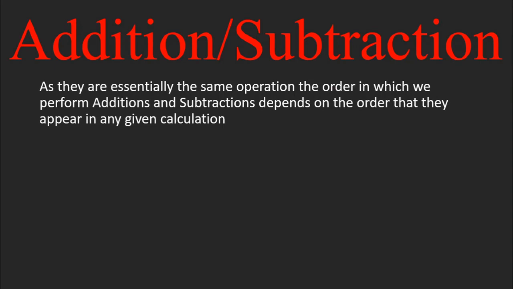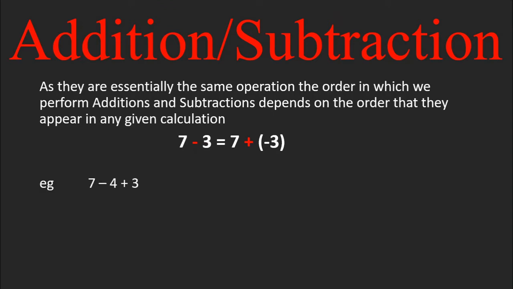To finish off our acronym, we've got A and S, addition and subtraction. And they're in the same color because they happen at the same time, just like division and multiplication. They're essentially the same operation. Think about 7 minus 3, for example. It's the same thing as 7 plus negative 3. So the order that we perform our additions or subtractions in follows the same order that we see them in the calculation.